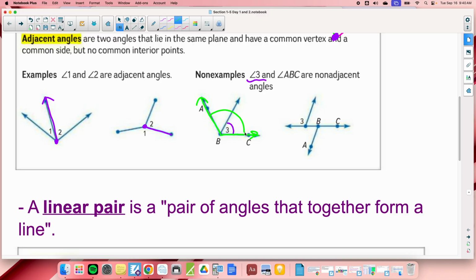And then this one here, angle 3 is right here, and angle ABC is right there, okay? Notice these two do not share a vertex and they do not share a side, so they're not adjacent. Everybody understand that? Yeah. Are we supposed to have notes or is it like?